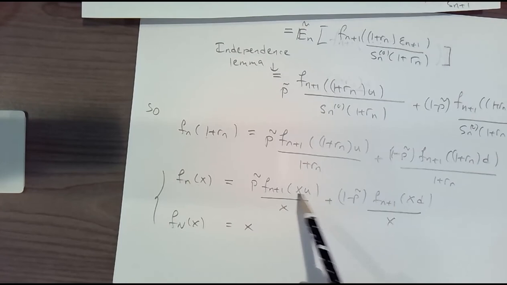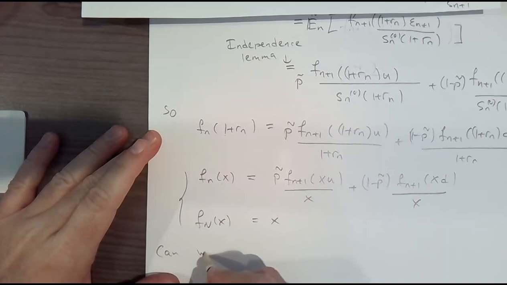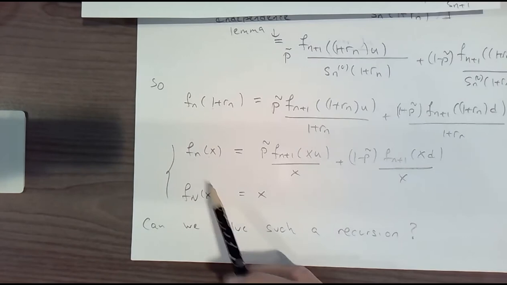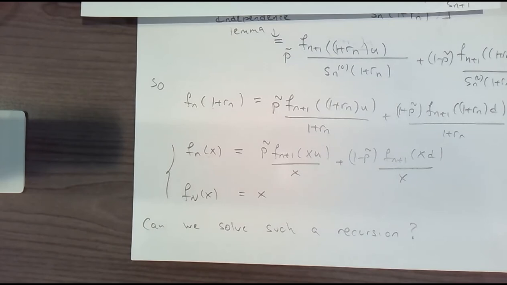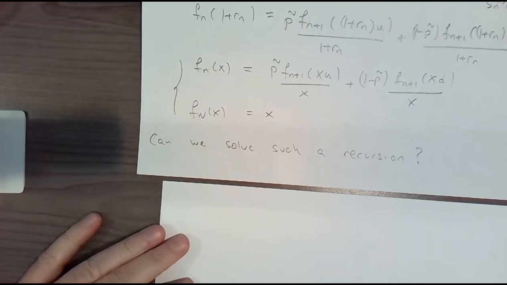And one could ask, what kind of a formula would allow us to solve such a recursion? Is it possible to solve it? Like, can we write out formulas explicitly for Fn? And in this particular case, this is possible. The answer is yes.